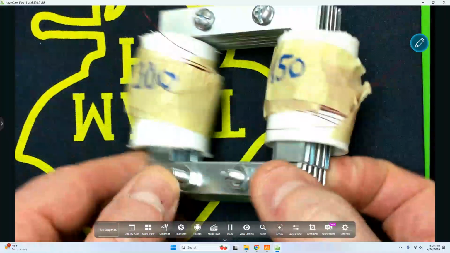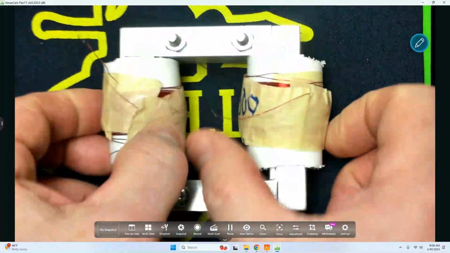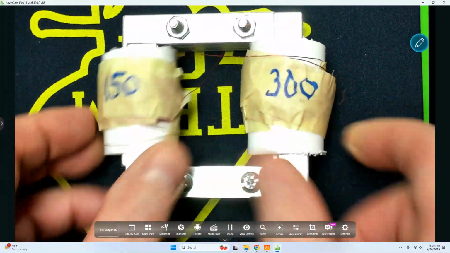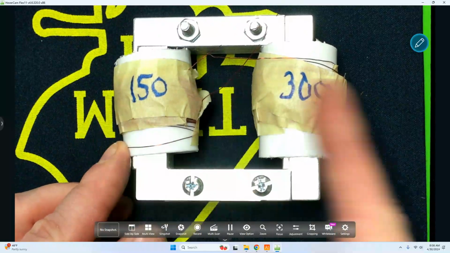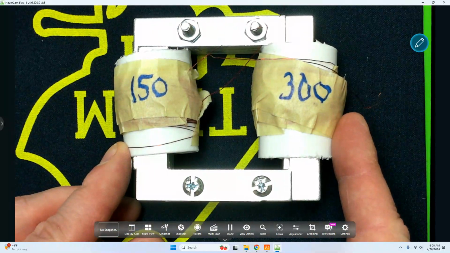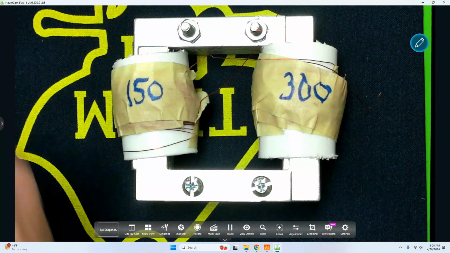If I flip that around and I said, nope, I'm going to run it like this, now, and I had it coming in from the left, it would be a step up, and it would step it up by two times. Okay? That's the idea of a transformer.